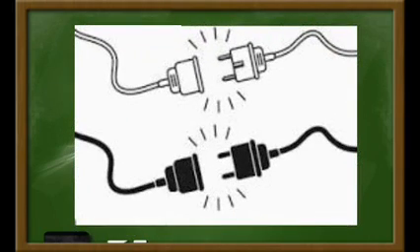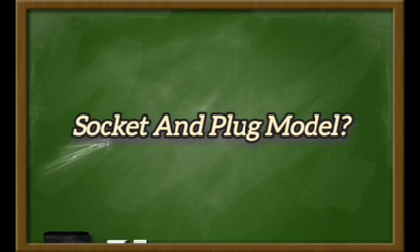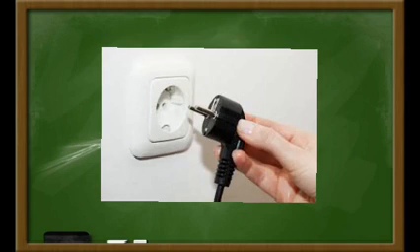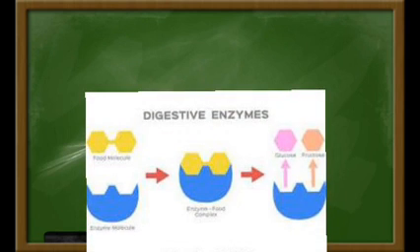A better example or analogy would be to imagine an enzyme as a socket and the substrate as a plug. You can call this a socket and plug model. A specific socket can only fit a specific type of plug. For example, a 2-hole socket can only fit a 2-pin plug. This is comparable to how a specific enzyme can only fit a specific substrate.